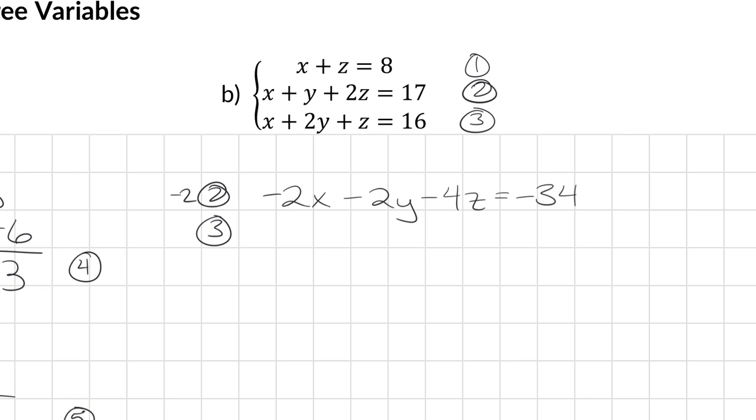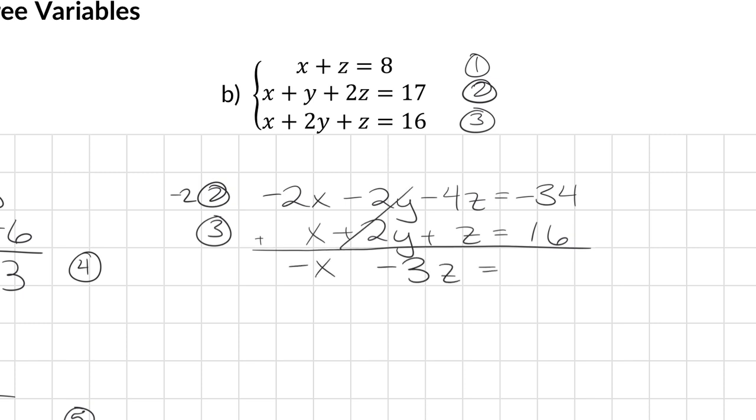If I write down the third equation, it's x plus y plus 2z. I'm writing down the wrong one. X plus 2y plus z, my bad, equal to 16. When I add these two together, I end up with a new equation, the fourth equation in this problem, of -x minus 3z equal to -18. This is my fourth equation.